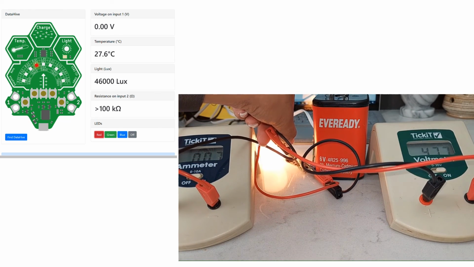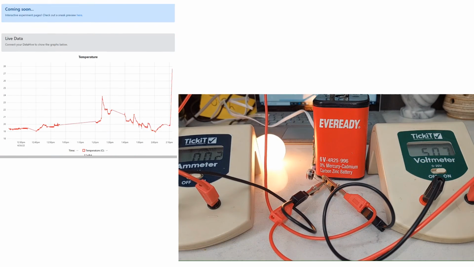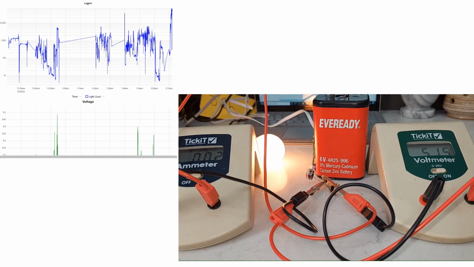If you are using the live plotting feature to connect to Data Hive, you can scroll down and see the graph for light intensity. This is a great opportunity to discuss the importance of data loggers in accurate experimentation.